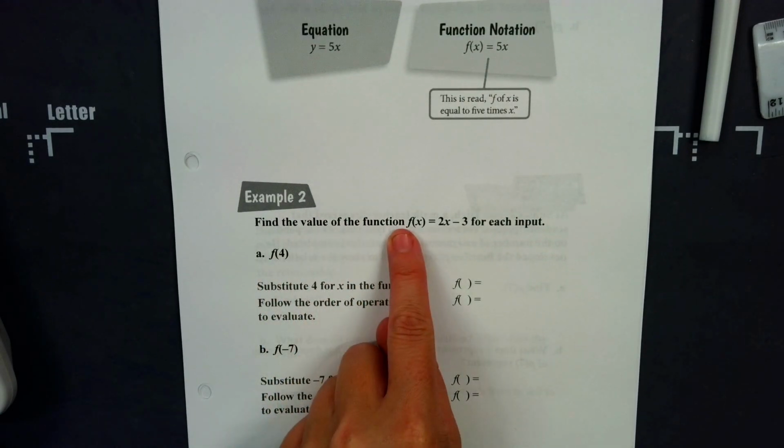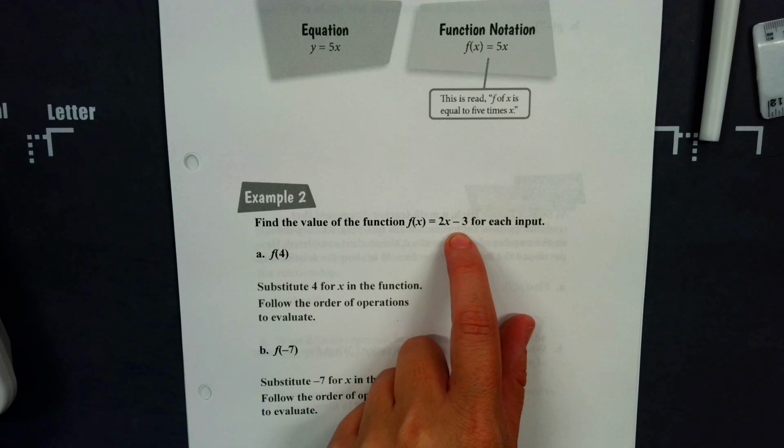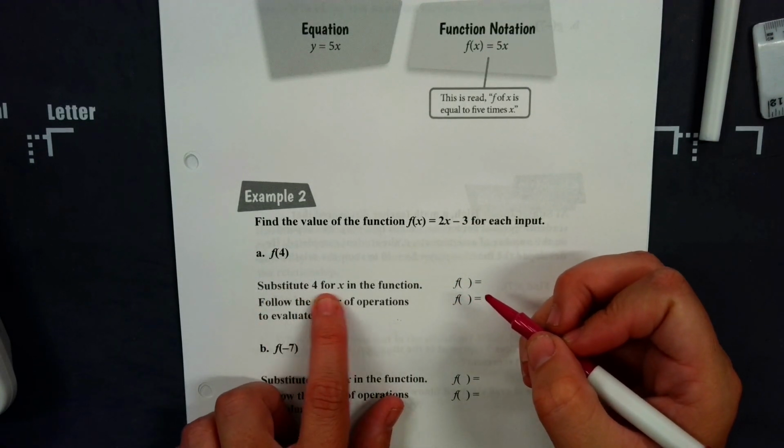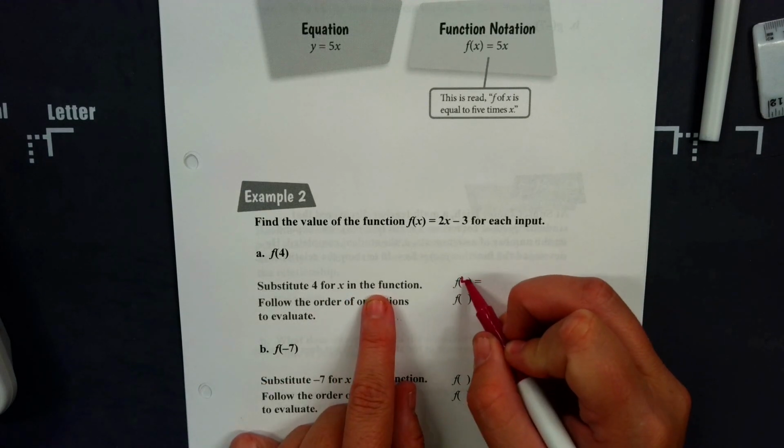Find the value of a function, f of x equals 2x minus 3. So all we're doing is substitute 4 in for the x in the function. Okay.